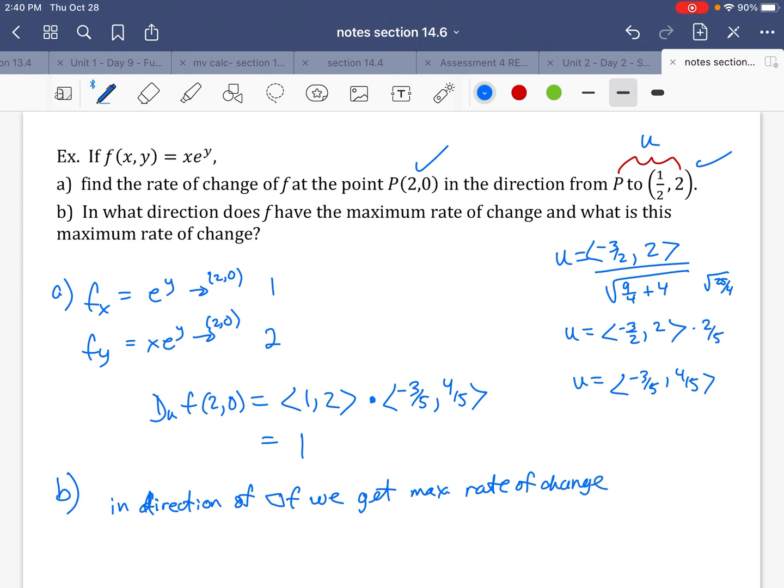All right, so del f goes in the direction, del f was 1, 2. So how do you find that direction? Think of this: you go over 1, up 2. There's that vector, 1, 2, right?